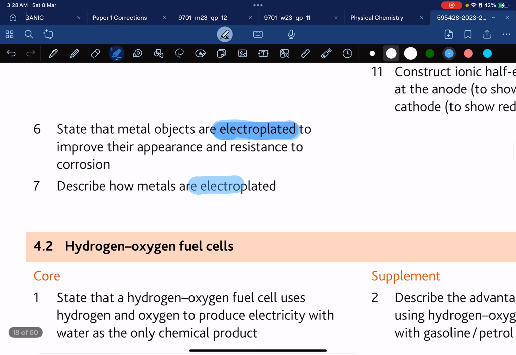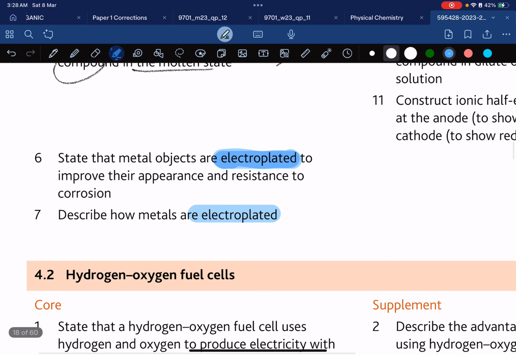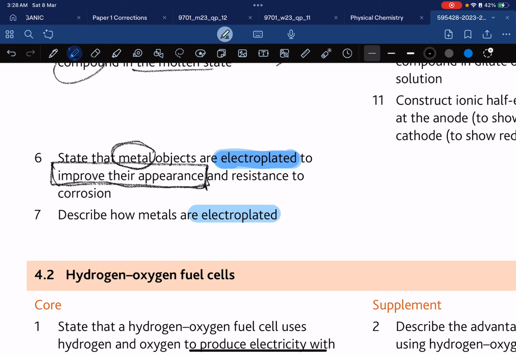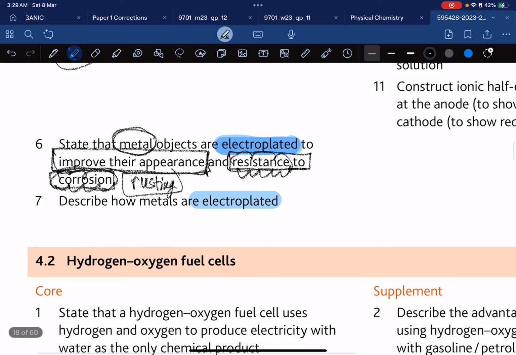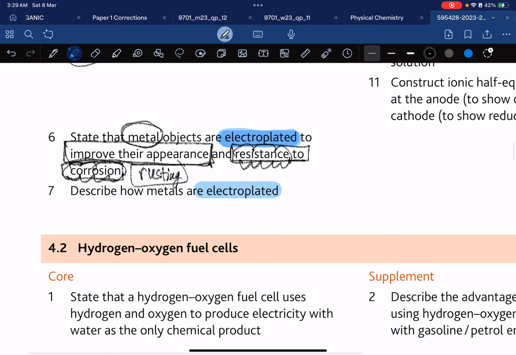Describe how metals are electroplated. Great. So basically, why do you electroplate is a question that they usually ask, or why are metal objects electroplated? Remember that it's metal objects that are being electroplated to improve their appearance first of all, and to make them resistant to corrosion. Now when you move ahead in the chapter, you'll notice we are going to be talking about corrosion and rusting, where you will then remember that this is why we electroplate a metal. Describe how metals are electroplated. So basically this is how it works.